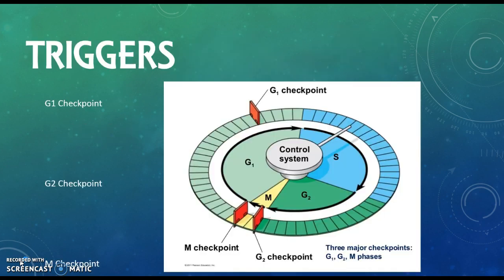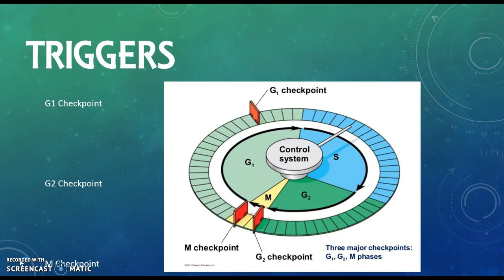Now, here are your triggers. The G1 checkpoint is the first and most important checkpoint, as if it doesn't pass this checkpoint, it will never make it to mitosis. If the cell does not make it past the G1 checkpoint, it will enter a phase called G0, where the cell does not divide anymore, and it stays as it is.